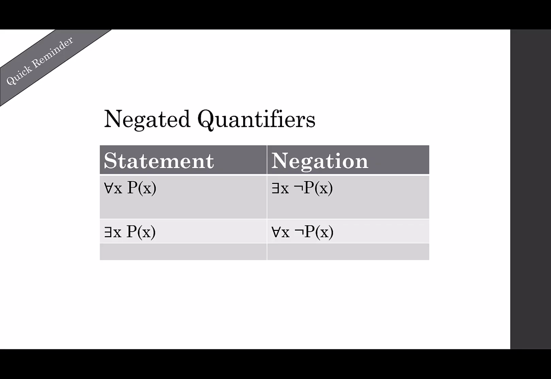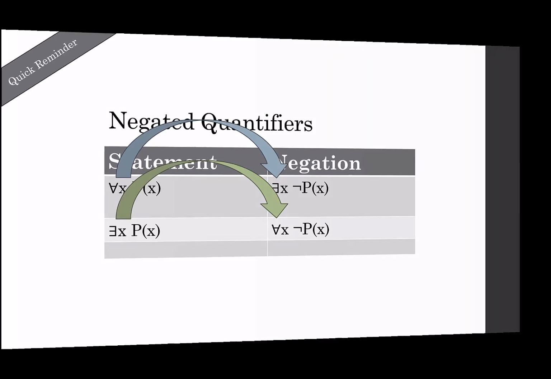So for example, if I have for every x, P of x, for every will become there exists and I'll have not P of x. If we had there exists x, P of x, there exists turns into for every, so my negation is for every x, not P of x.